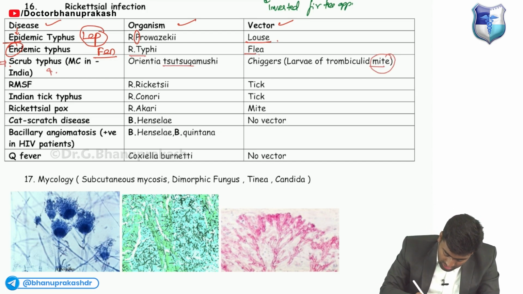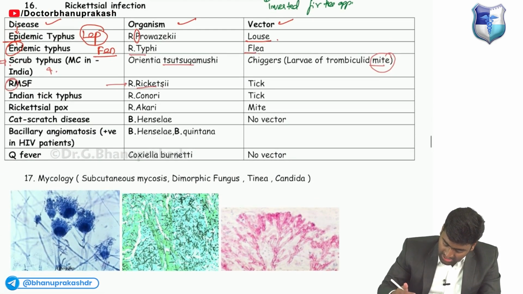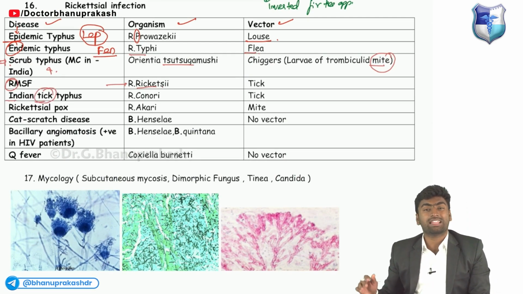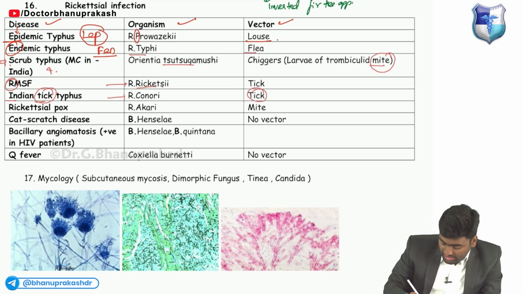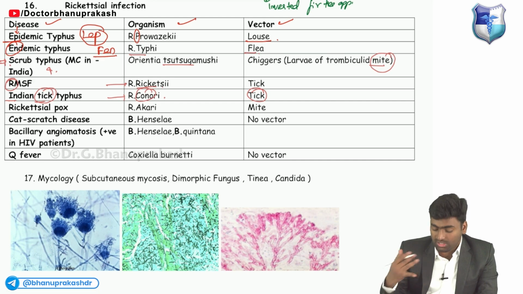Fine. Next, Rocky Mountain spotted fever. It is because of Rickettsia rickettsii, and this too will be transmitted by a tick. Rocky Mountain spotted fever and Indian tick typhus. Remember, it is Indian tick typhus, so obviously it will be spread by a tick. Indian tick typhus, it is on the corners. So remember, it is Rickettsia conorii. Okay.